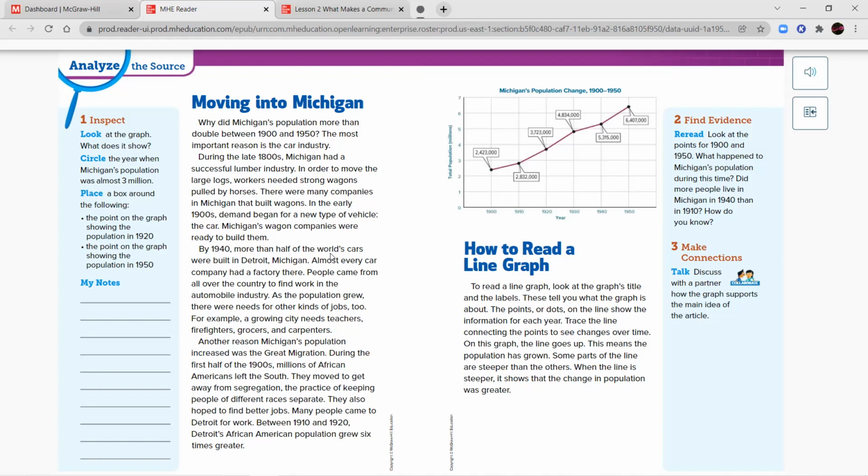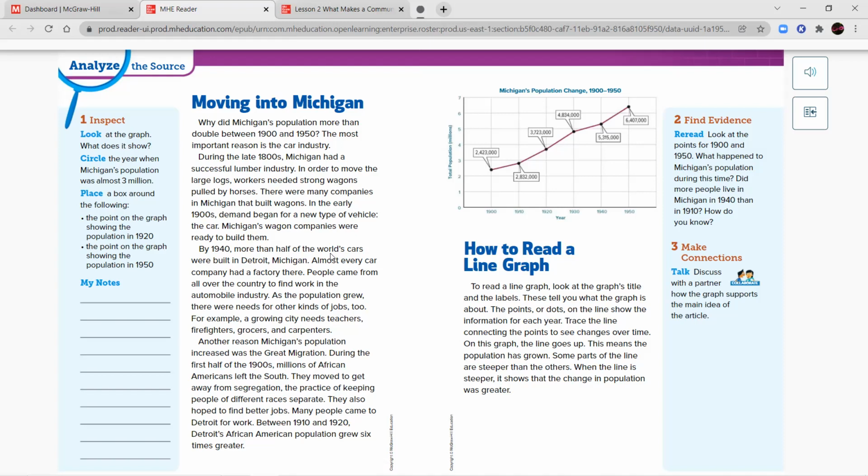By 1940, more than half of the world's cars were built in Detroit, Michigan. Almost every car company had a factory there. People came from all over the country to find work in the automobile industry. As the population grew, there were needs for other kinds of jobs too. For example, a growing city needs teachers, firefighters, grocers, and carpenters.